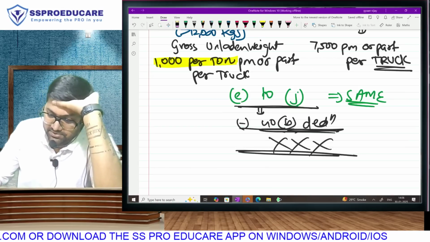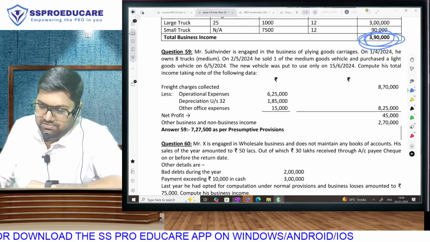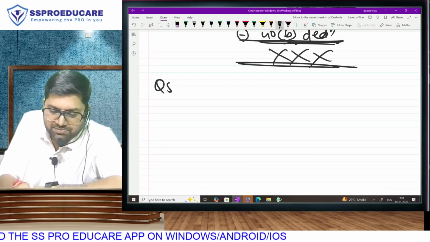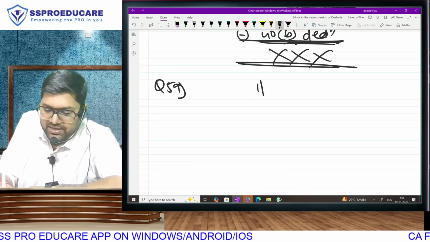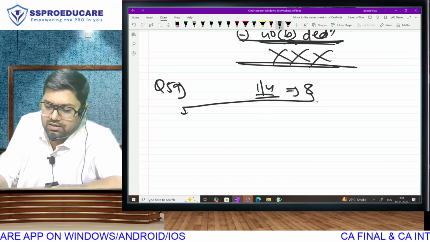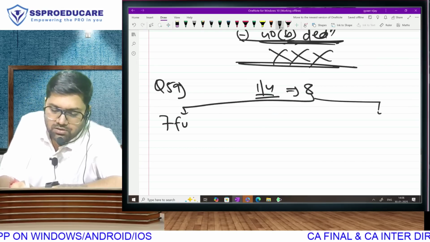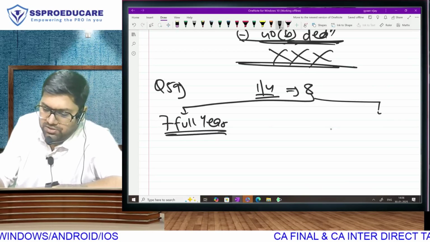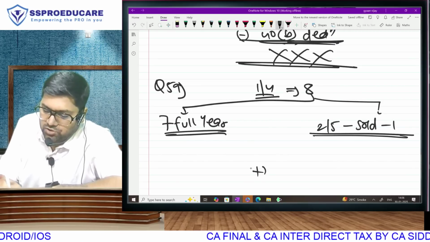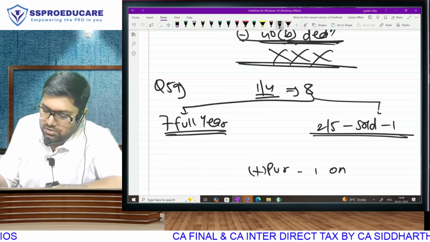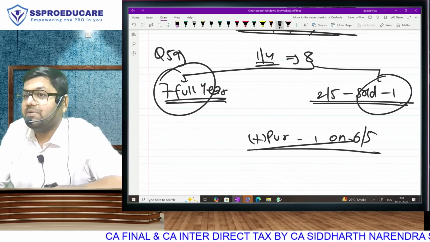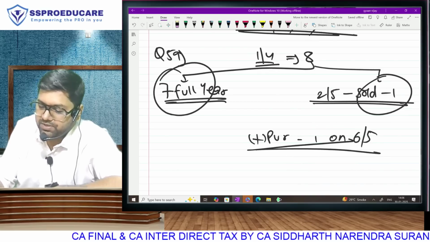All right, ladies and gentlemen. The business income as per books of account is clearly visible to you, 45,000. But is the assessee eligible for presumptive? Let's see. This is question number 59. On 1st April he has 8, all are medium. Out of these 8, 7 he has used for the full year, because on 2nd of May he has sold one, plus he has also purchased one on 6th May. That means we have to calculate income for these trucks separately. This truck is sold, so its period will be separate. And this truck is purchased later, so this period will also be separate.